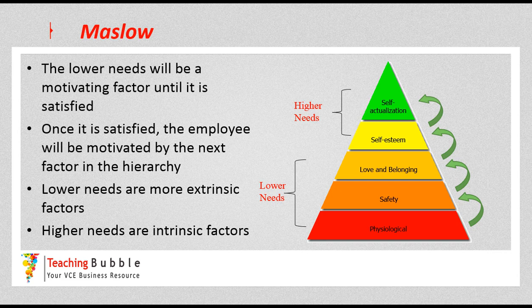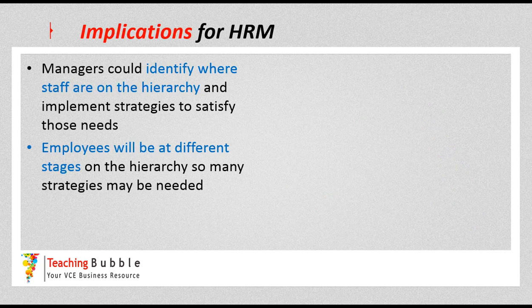So the higher up we go, the more motivated the employee will be, which will really impact the organisation in a positive manner. So implications for human resource management. Well, managers could identify where the staff are on the hierarchy and implement strategies to satisfy those needs.